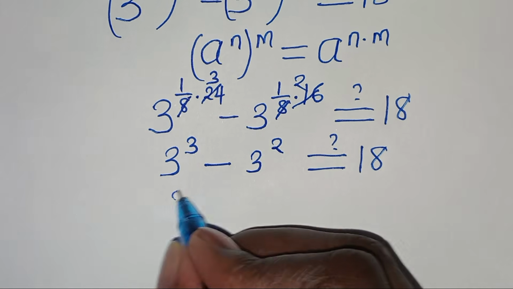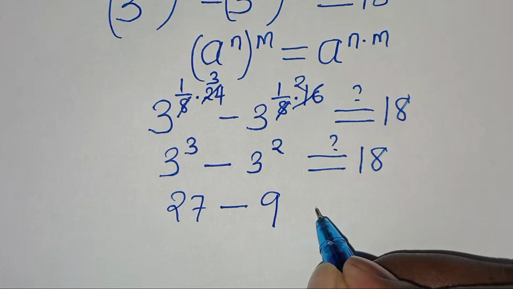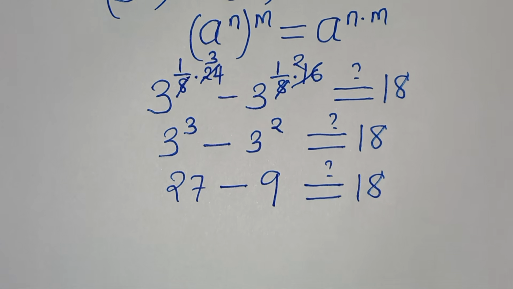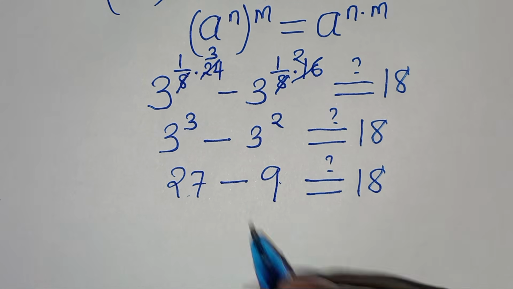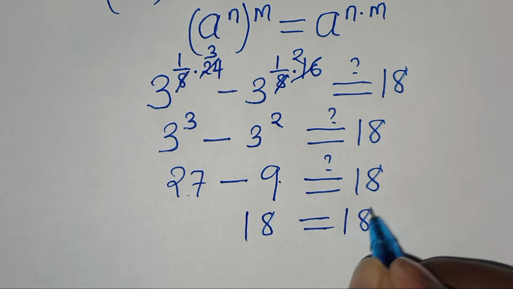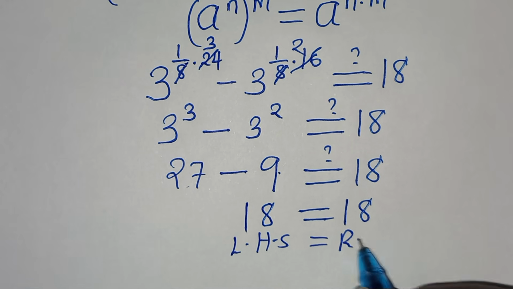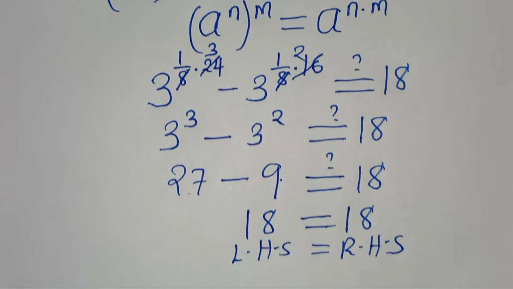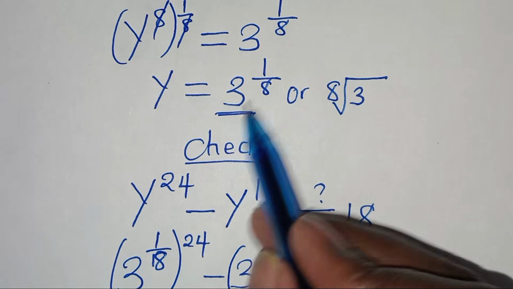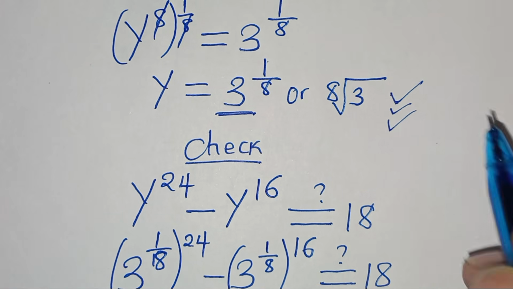3 to the power of 3 is 27, minus 3 to the power of 2, which is 9. This should give us a value of 18. So 27 minus 9 is equal to 18, which is equal to 18. So the left hand side is equal to the right hand side. And this affirms that the value of y, which is 3 to the power of 1 over 8, or the 8th root of 3, satisfies the equation.